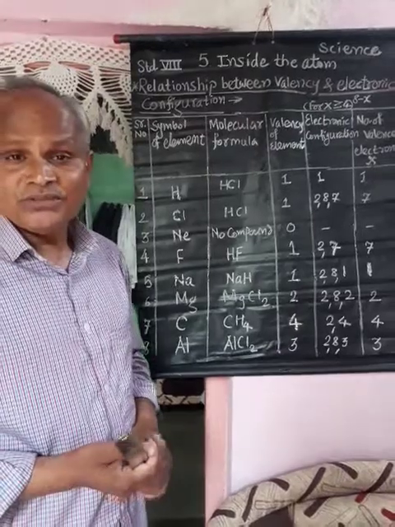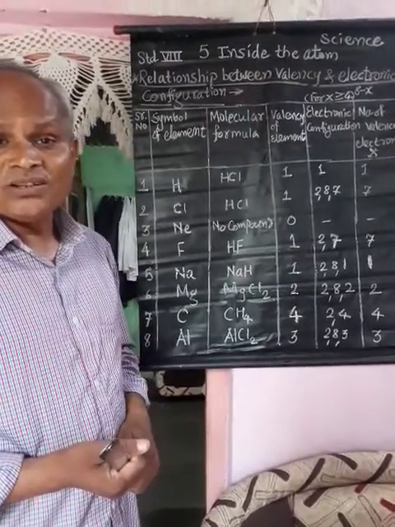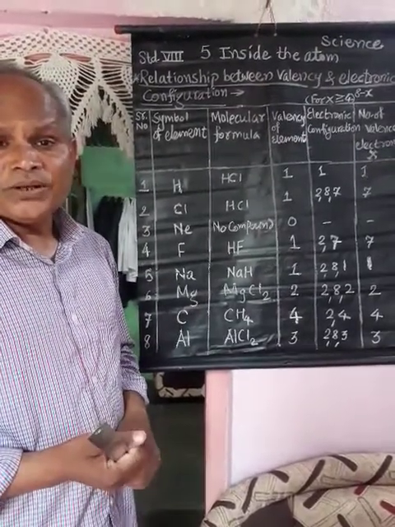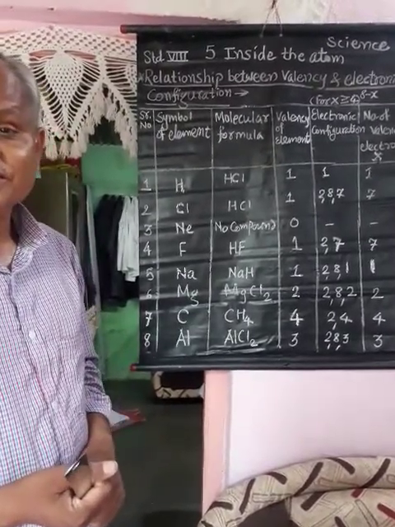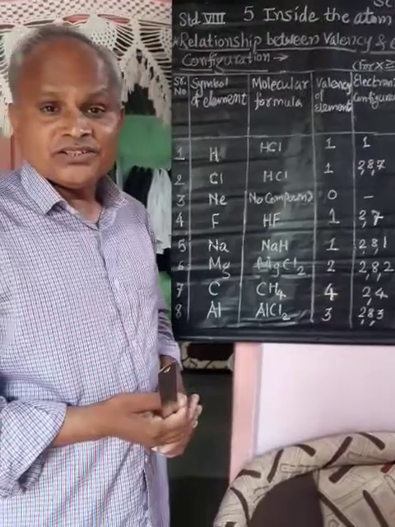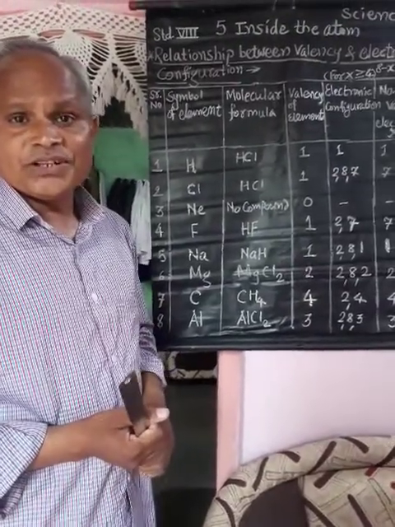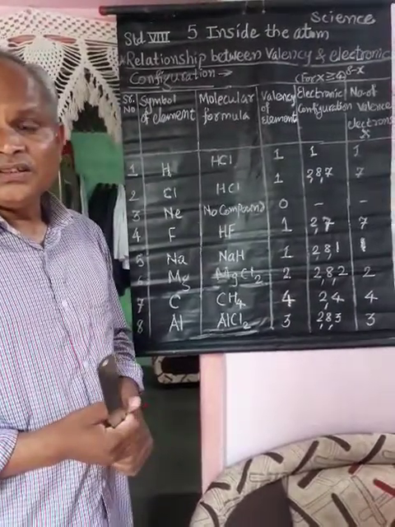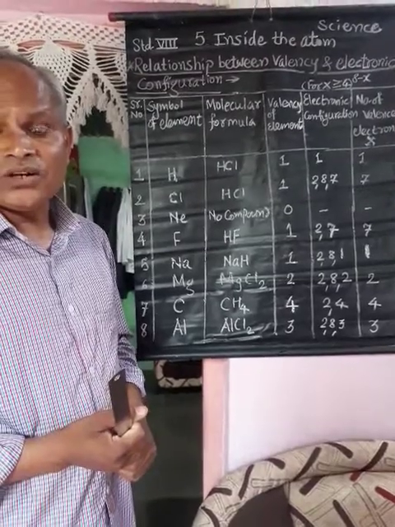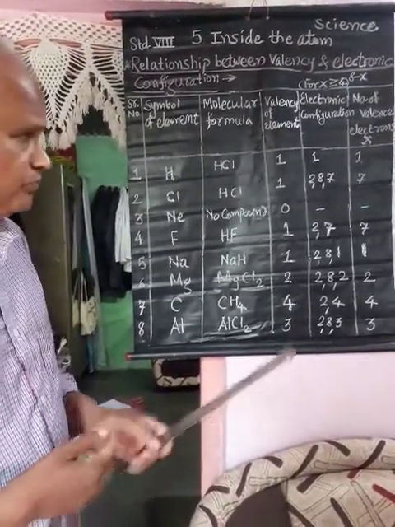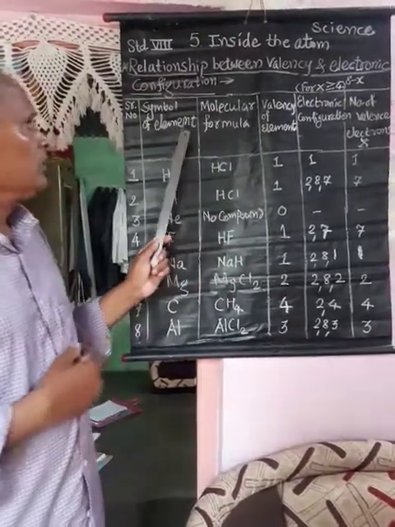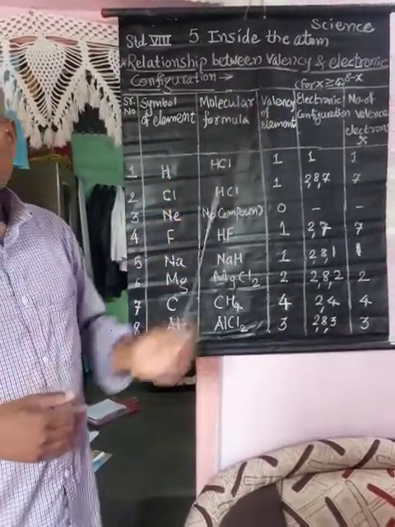That's called the L orbit. The third orbit is called the M orbit. 3 square is 9, 9 twos are 18 electrons will accommodate in the third orbit. And the N orbit is the fourth orbit. The capacity of the fourth orbit is 4 square is 16, 16 twos are 32 electrons will accommodate in the fourth orbit, and so on. Now here, valency, what is meant by valency?